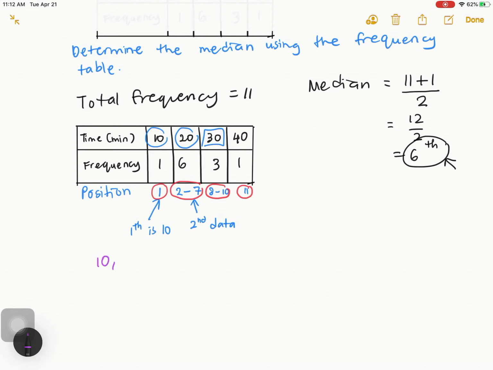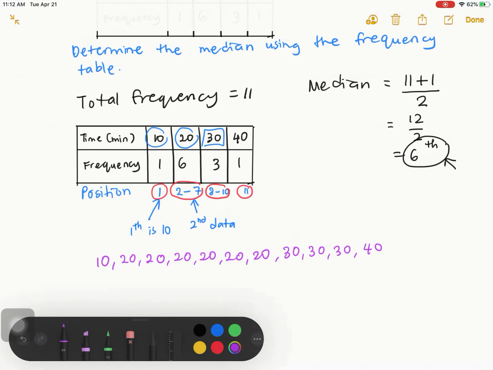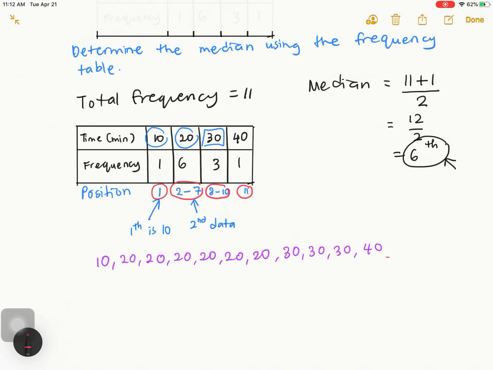Now, time 10 minutes, how many frequency? One only, right? So for 20, how many is the frequency? So 20, I need to write 6 positions, 6 times of 20. 1, 2, 3, 4, 5, 6. Okay. Now 30, I got 3. 1, 2, 3. And 40, I got 1. So recalculate. Are you sure you got 11? 1, 2, 3, 4, 5, 6, 7, 8, 9, 10, 11. Okay, good.